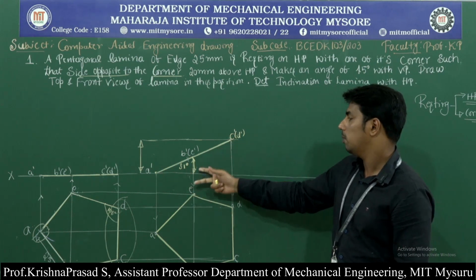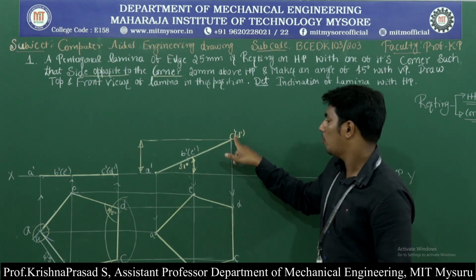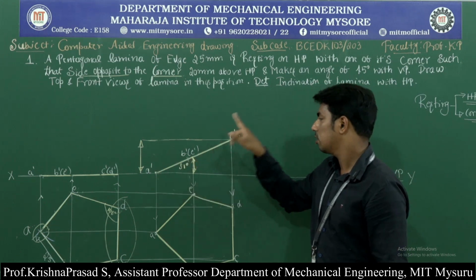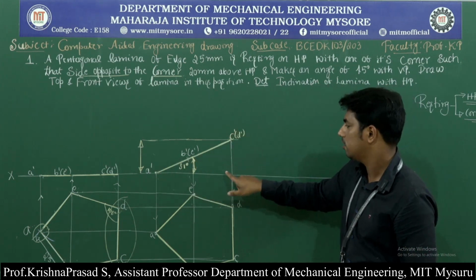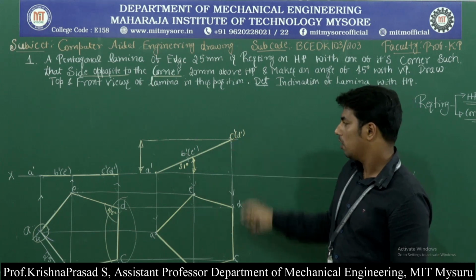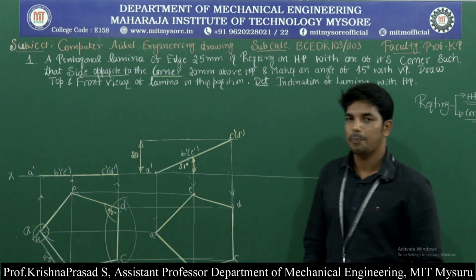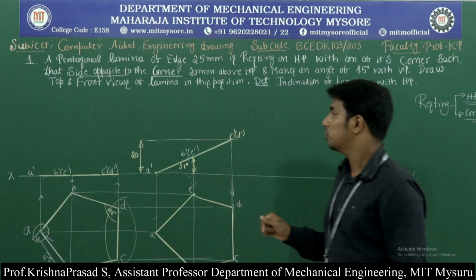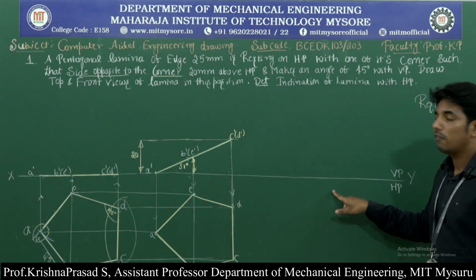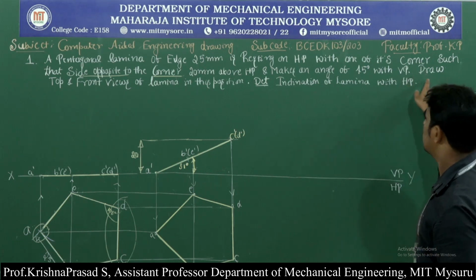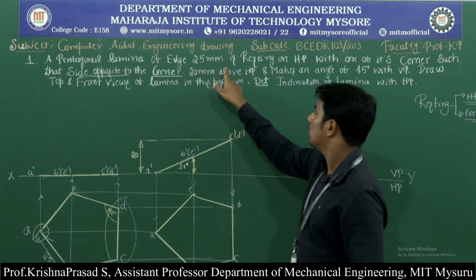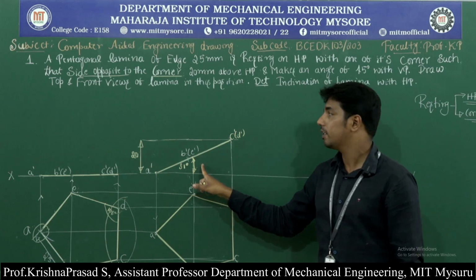In the problem they have given the side opposite to the corner A dash, the side opposite to the corner, C dash D dash, it is 20 mm above HP. Okay, so here we have to mention the dimension as 20 mm. So this completes the second position. Now we need to go for the final position. Observe here, the side opposite to the corner is 20 mm above HP, that is completed.